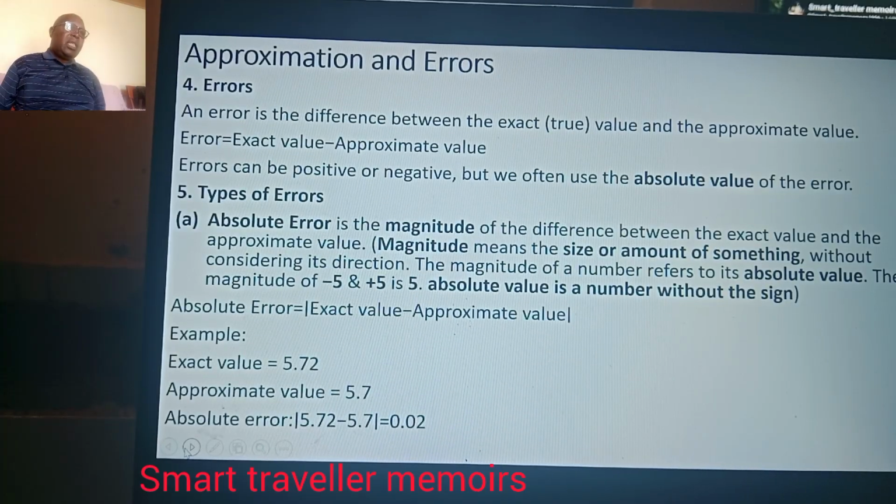You cannot do approximations without looking at errors. So, what is an error? An error is the difference between the exact or true value and the approximate value. That is, error equals exact value minus approximate value. Errors can be positive or negative, but we often use the absolute value of the error.